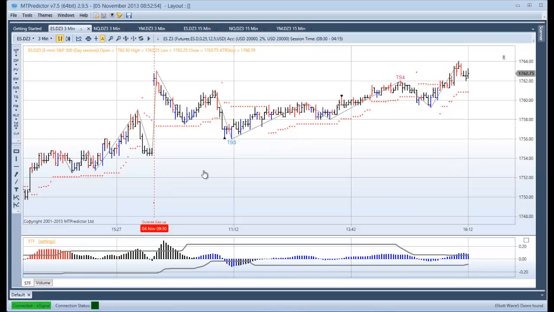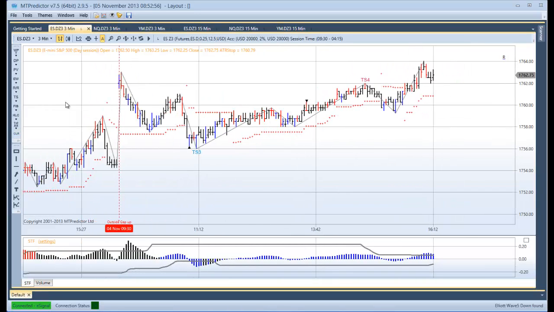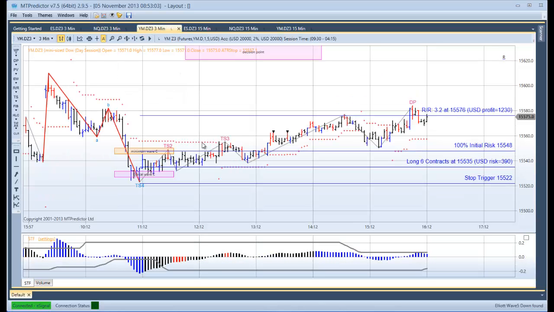So let's just clear this all off. So what could you have done if you'd have missed this long setup here because you thought the large degree trend was down, and then you started to take some of these sell signals here because again you thought the large degree trend was down?